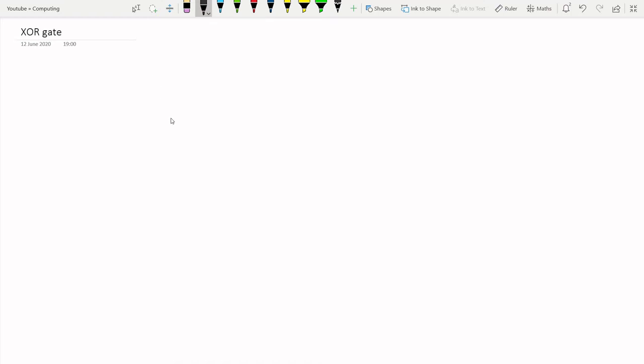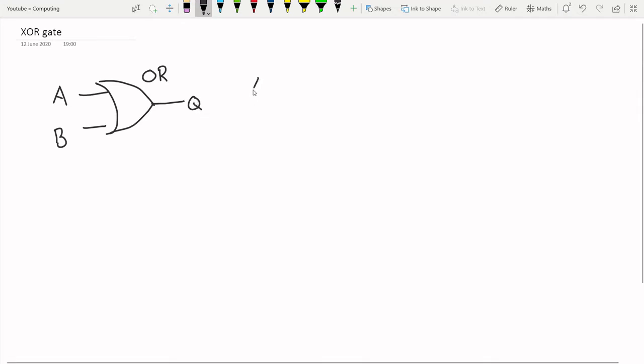This video is about the XOR gate, or the exclusive OR gate. First, let's remember what the OR gate is. The OR gate looks like this, and it has a truth table like this.